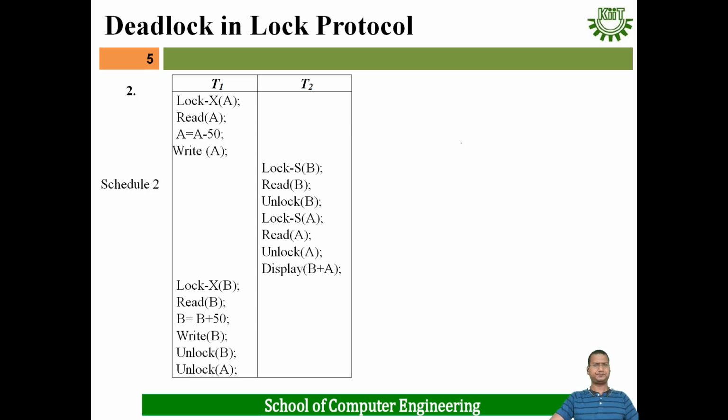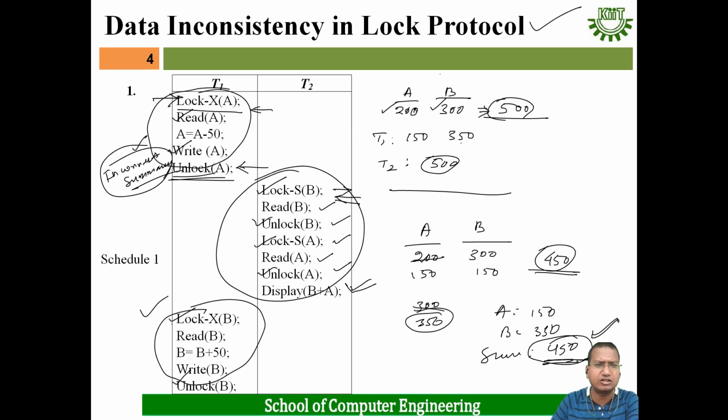In this case, we are releasing the lock of A too early. If we release the lock of A later on, then this problem may not arise. Because here we have applied a lock on A, then we have updated the value of A, and after that we are unlocking. If we do not release the lock on A too early, then it may not happen. So what we will do is take this unlock to the last of this transaction, and then we will see what problem we will face.